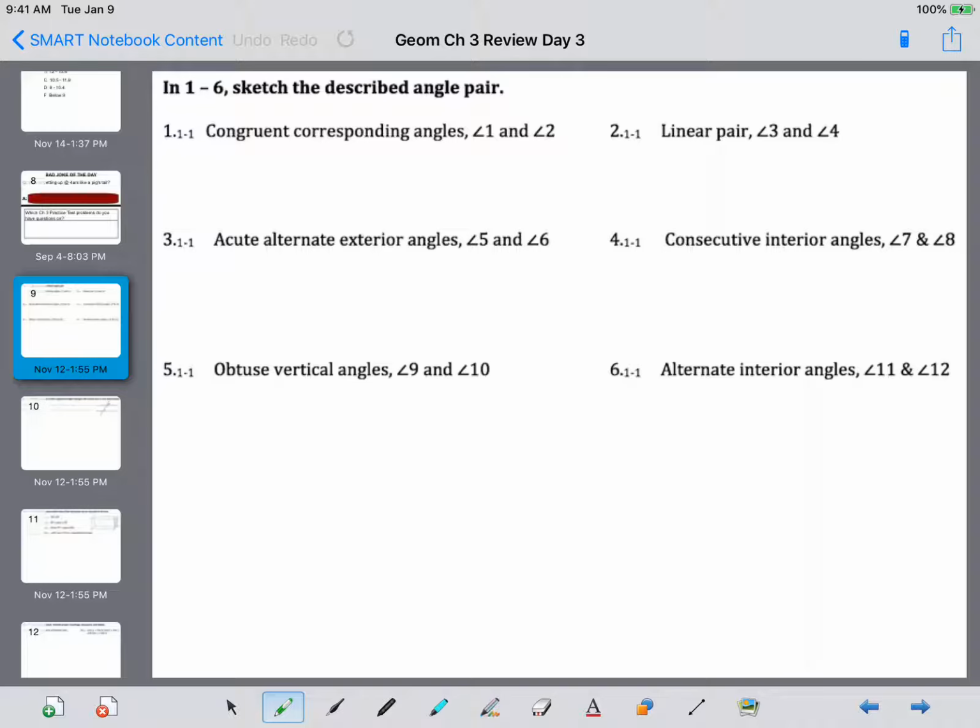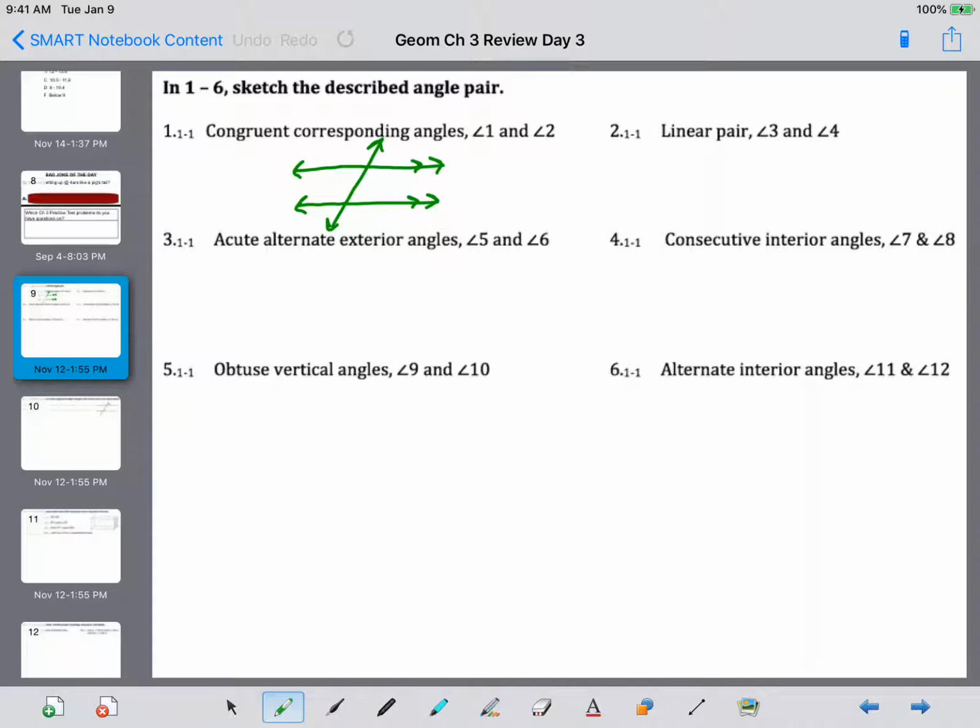So let's jump right into number 1. We're going to draw the described angle pair. The first one asks us to make congruent corresponding angles 1 and 2. So I know that if I want my corresponding angles to be congruent, I've got to draw two parallel lines and then cut them by a transversal.